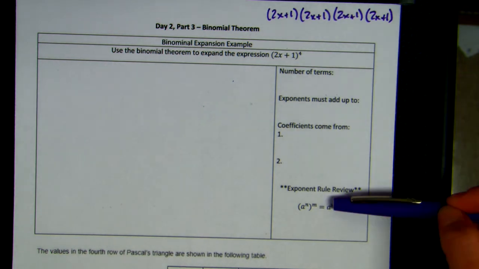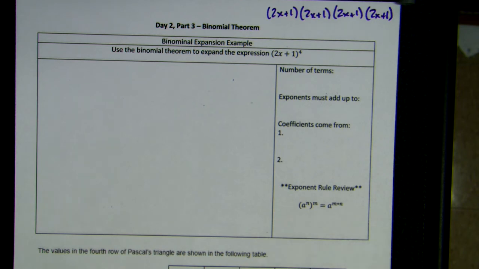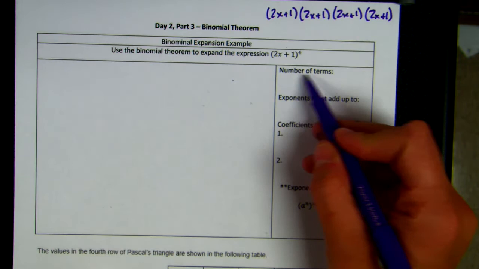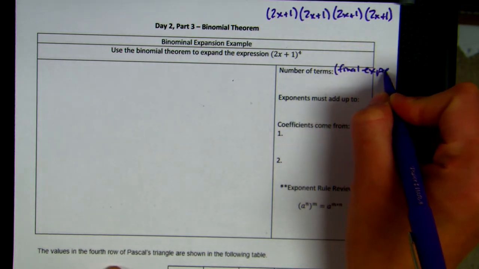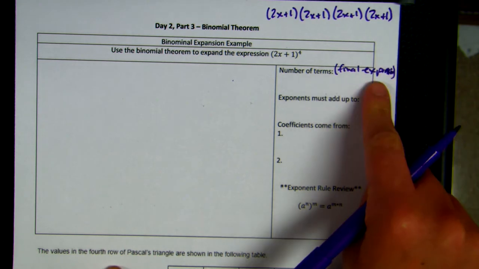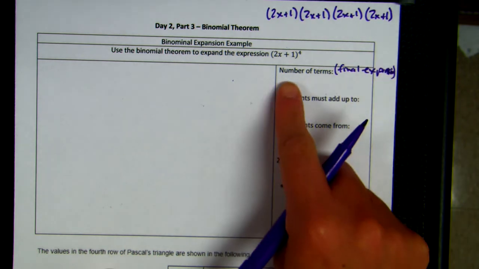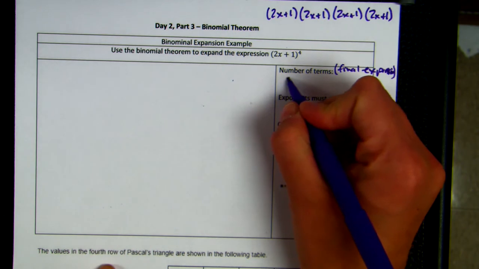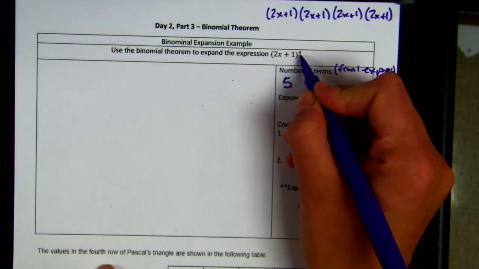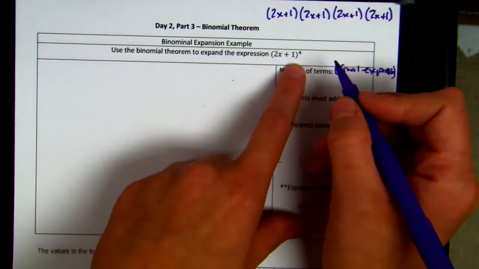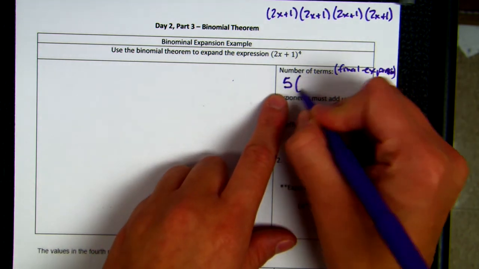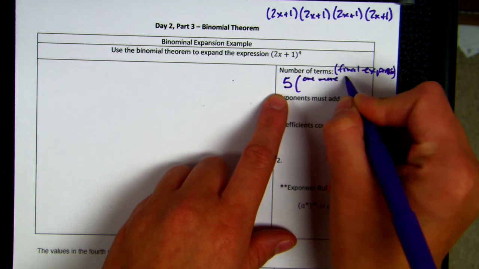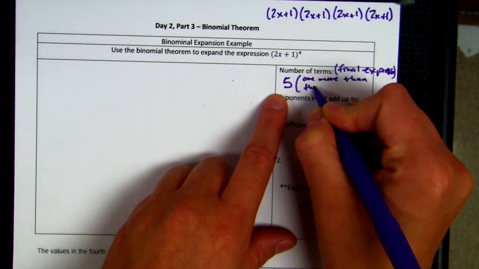Now first, there are a couple things that we want to know or remember about binomial theorem that's going to make this a little bit easier. First thing we want to know is the number of terms in our final expression, or our final answer. The number of terms will be 5 because it is one more than the exponent given. So our exponent given here is 4. The number of terms will be one more than the exponent given.